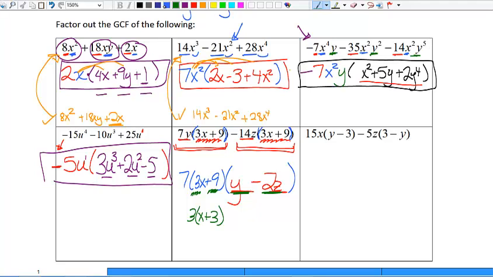But I still have that blue 7 in front. I haven't gotten rid of him. He's just still there. And I still have the red parentheses y minus 2z. So it's just this middle factor that I factored out a little bit more. And to simplify at the end, I can take the 7 times 3 and get 21.